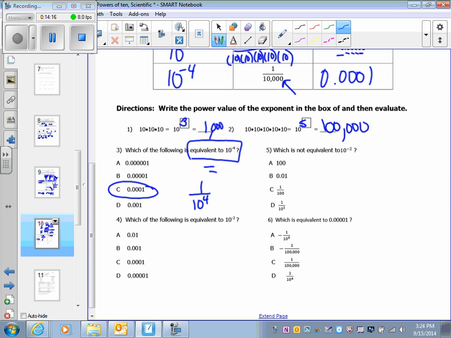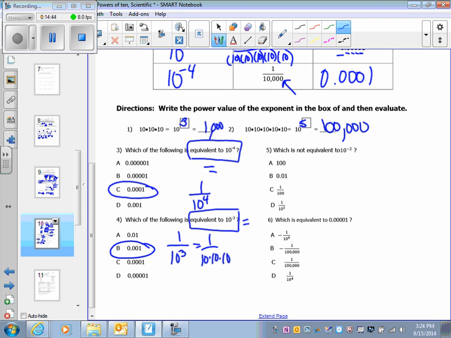Again, the next question asks, which of the following is equivalent to 10 to the negative 3rd? Remember, that means equals. And since it's 10 to the negative 3rd, we're thinking 1 over 10 to the 3rd, which is 1 over 10 times 10 times 10. And the value that shows that is 1, 2, 3. That's this one. 1 in the thousandths place. Okay? Because we know that 10 times 10 is 100, and 100 times 10 is 1,000.